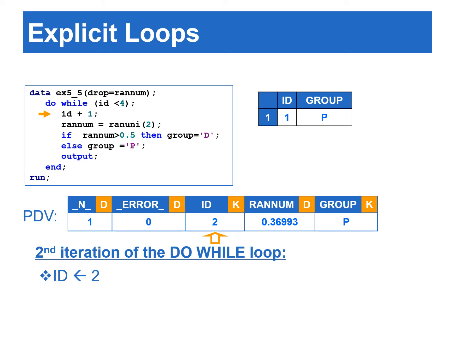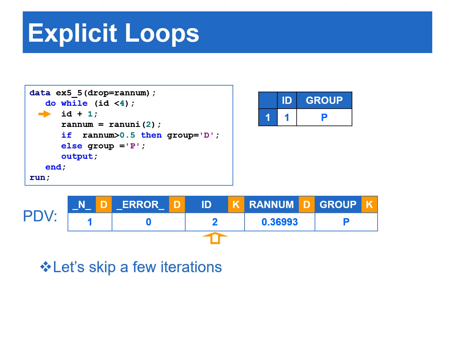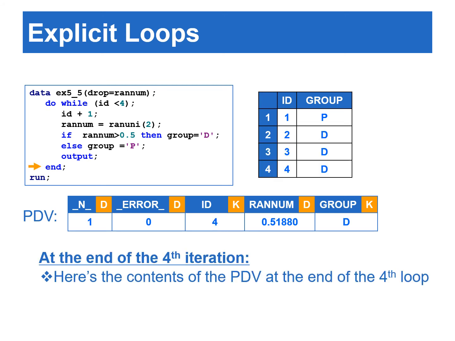ID is incremented to 2. Let's skip a few iterations. Here are the contents of the PDV at the end of the 4th iteration. At this point, ID equals 4. There are 4 observations being generated.